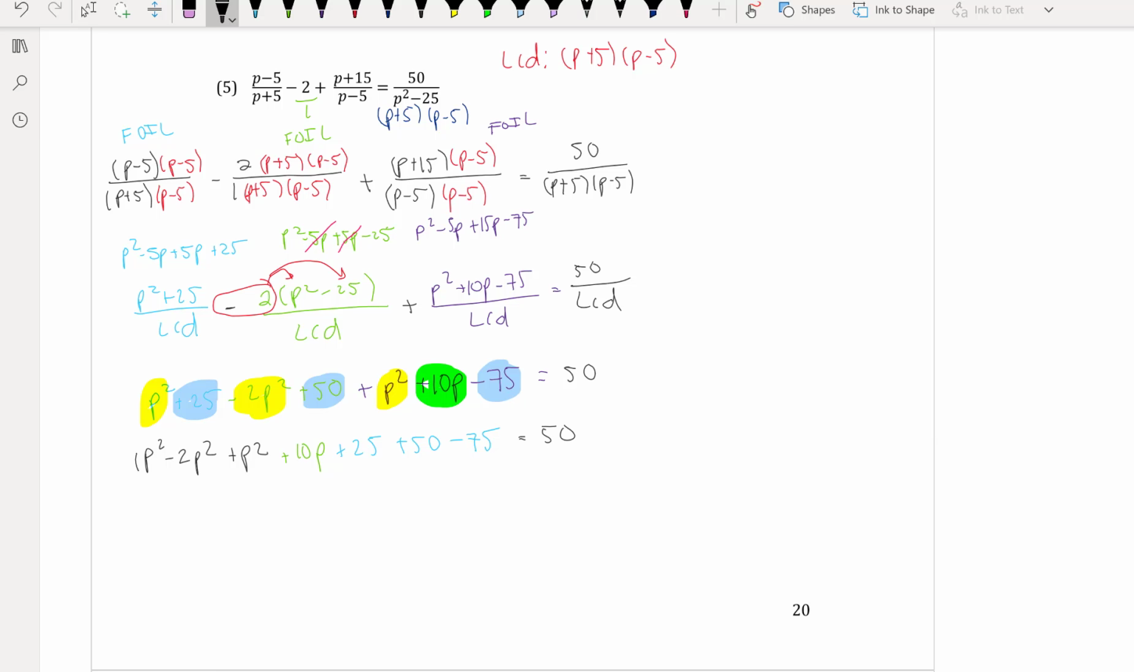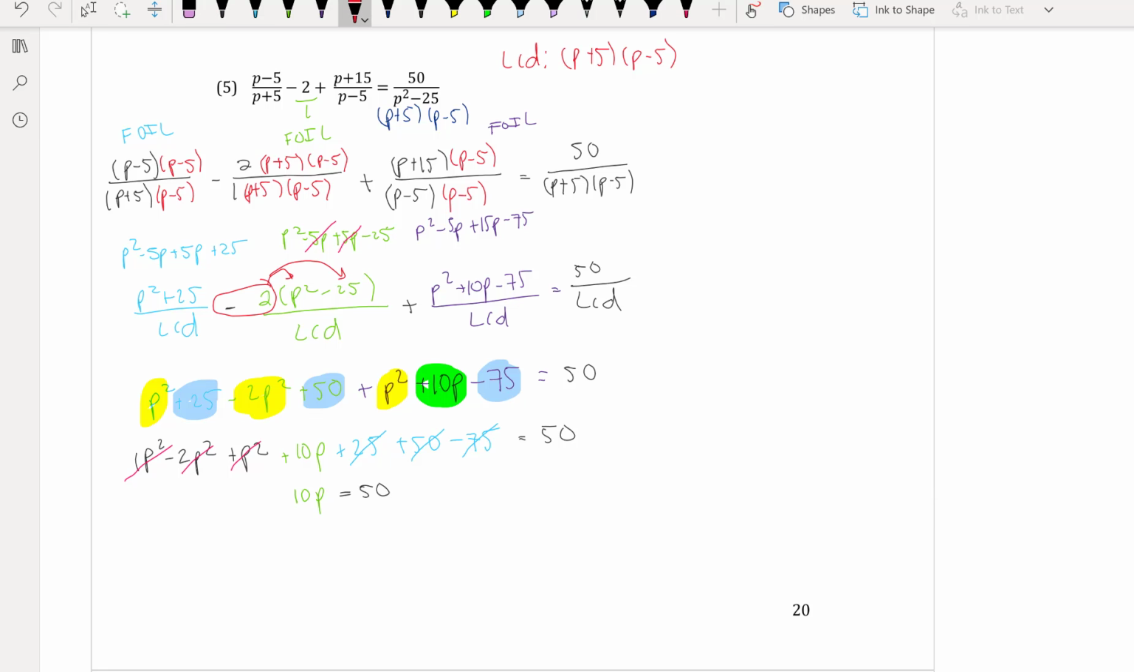So when I combine like terms, 1 minus 2 plus 1 gives me 0. So the p squares cancel, and I'm left with 10p. If I have 25 plus 50 minus 75, and I add those all together, that gives me 0 as well. So that all cancels, and all of this is equal to 50.